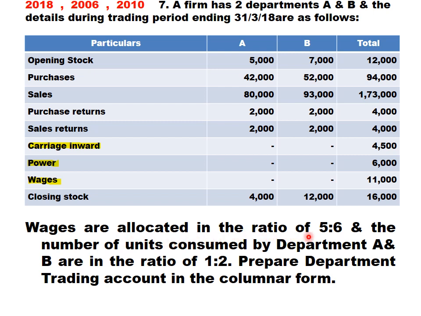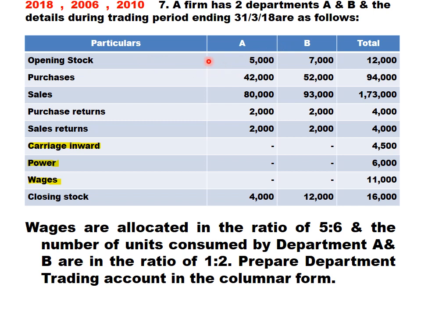Wages are allocated in the ratio of 5:6, and the number of units consumed by departments A and B are in the ratio of 1:2. Prepare departmental trading account in the columnar form. A firm has 2 departments, A and B. So the names of the departments are A and B. And the details during the trading period ending 31st March 2018 are as follows.